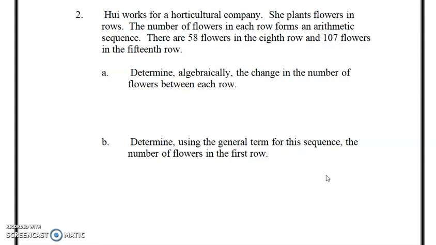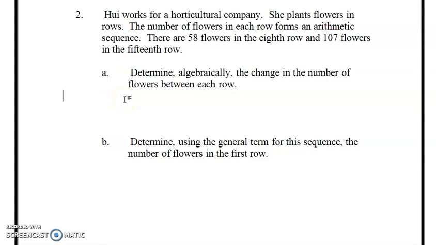Let's read the question. Hugh works for a horticultural company. She plants flowers in rows. The number of flowers in each row forms an arithmetic sequence. There are 58 flowers in the 8th row and 107 flowers in the 15th row. Determine algebraically the change in the number of flowers between each row.